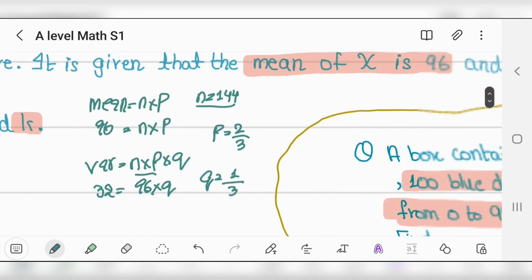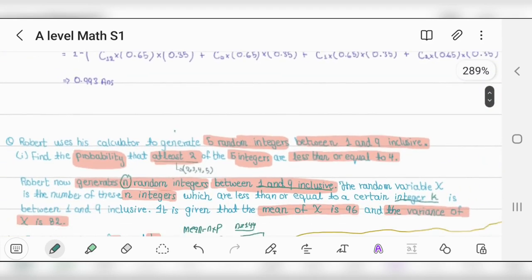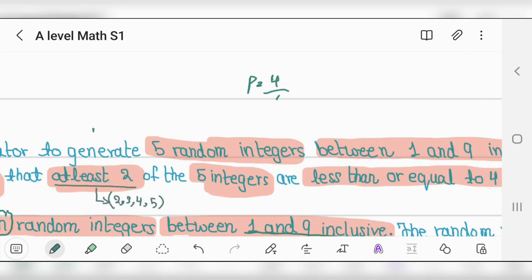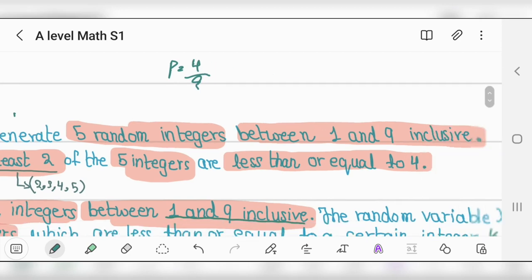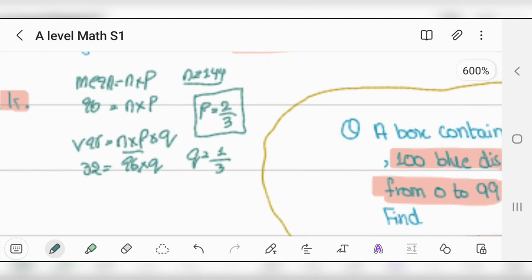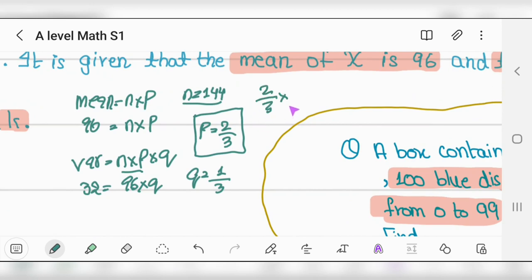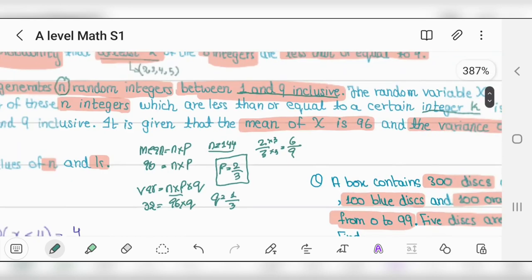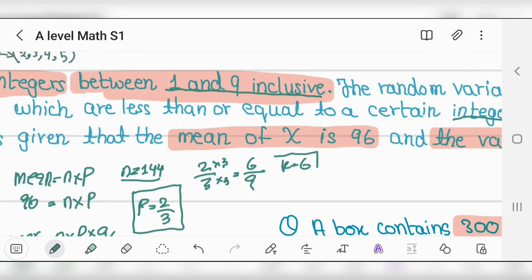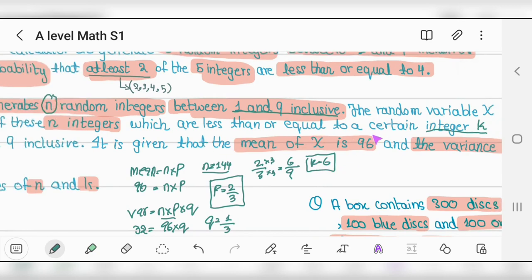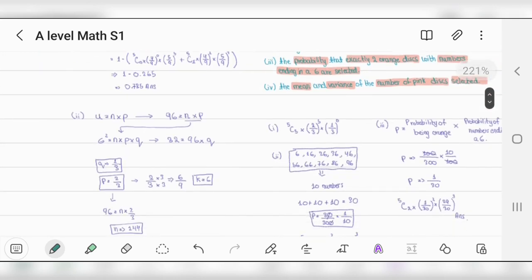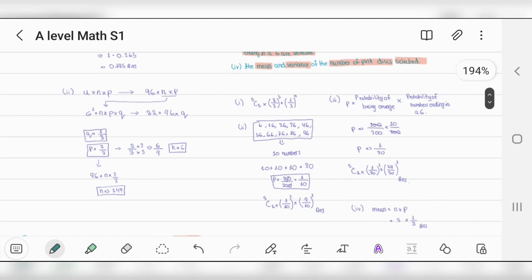Now we need to find the value of k. You can see the same thing as we have done in part 1: we have the probability of success of 4/9, which means having those 4 integers which are less than or equal to 4, which are 1, 2, 3, 4. Similarly, here it says between 1 and 9, which means the total must be 9. So we multiply this by 3 here and here. It's going to be 6/9. So the value of k is 6, which means 6 is the number that the integers must be less than or equal to. So this is the answer. The question is done. Alright, moving on.